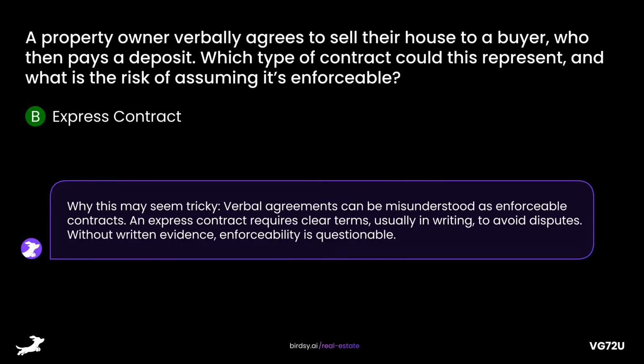Why this may seem tricky. Verbal agreements can be misunderstood as enforceable contracts. An express contract requires clear terms, usually in writing, to avoid disputes. Without written evidence, enforceability is questionable.